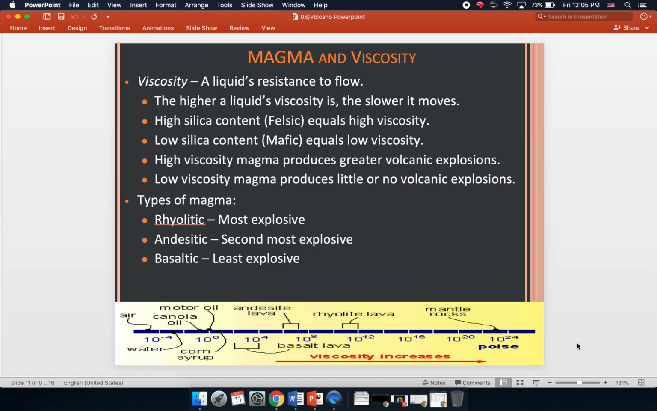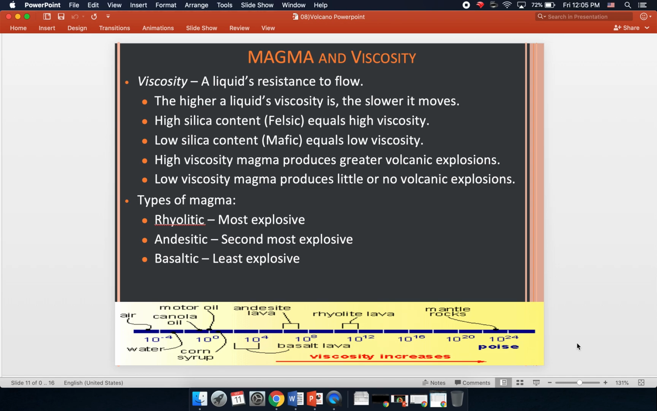Alright, high silica content, or felsic magma, equals high viscosity. So the more felsic the magma is, the more viscous it is, the higher its viscosity is, and the more resistant to flowing it is. Alright, low silica content, or mafic magma, is going to have very low viscosity. So the more mafic the magma is, the more easy it is for it to flow.